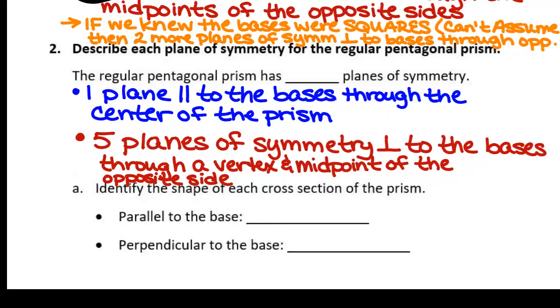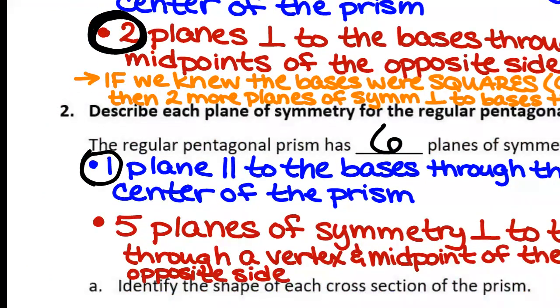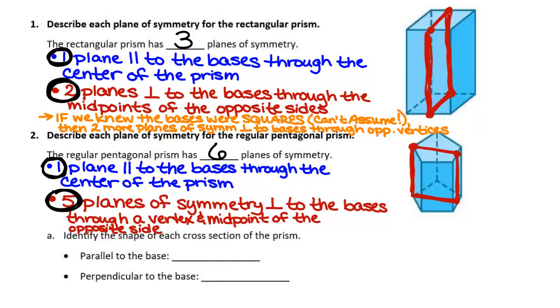So that gives me how many total planes of symmetry then? 6 planes of symmetry. 1 that is parallel to the bases, and 5 that are perpendicular to the bases. Nicely done. All right, so that's planes of symmetry. I want to talk about cross sections for just a minute.